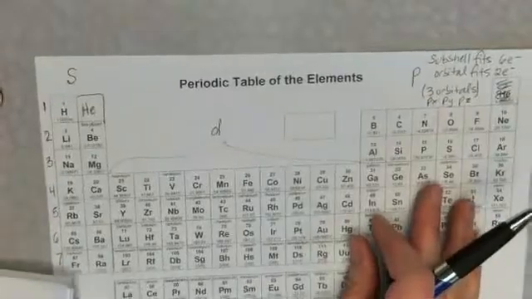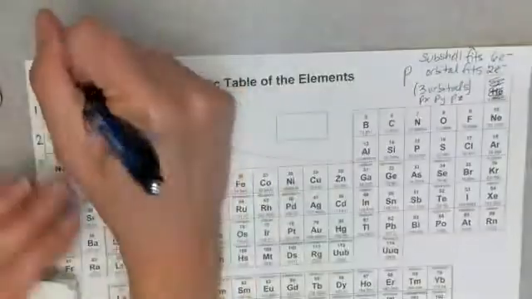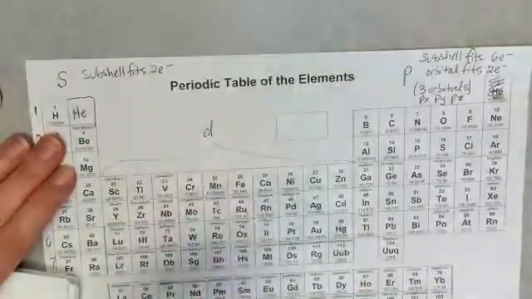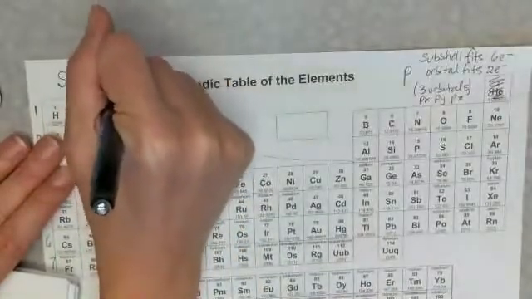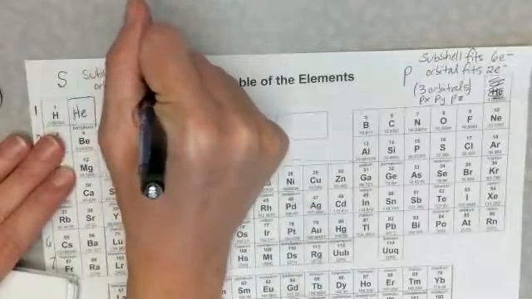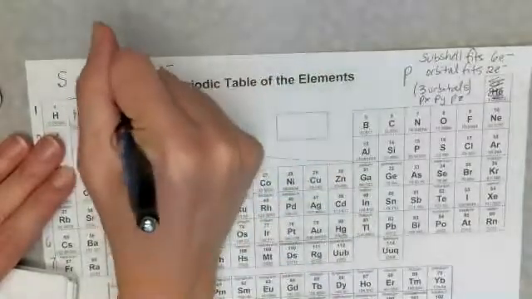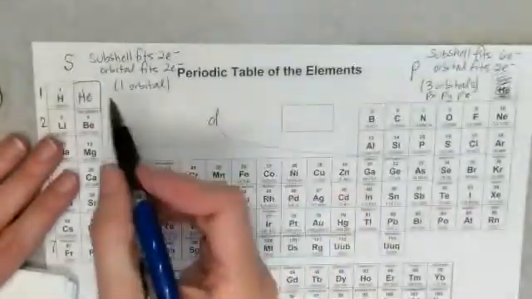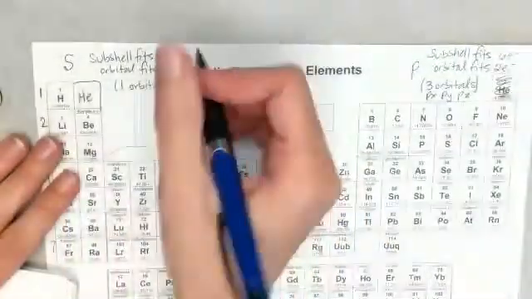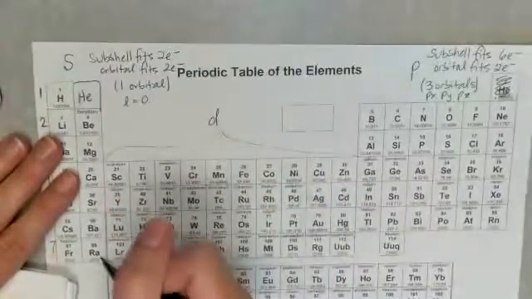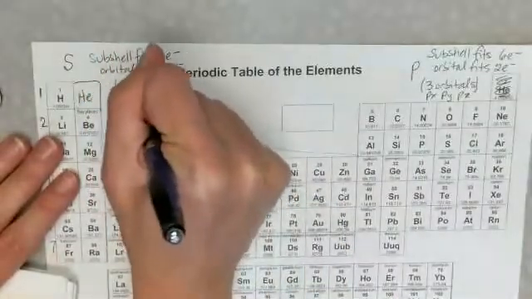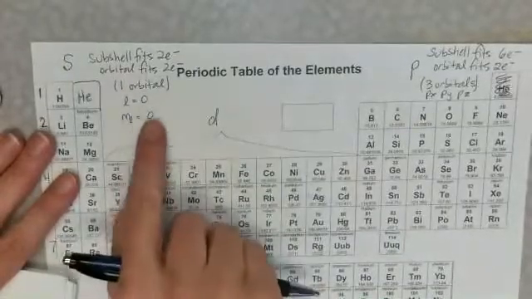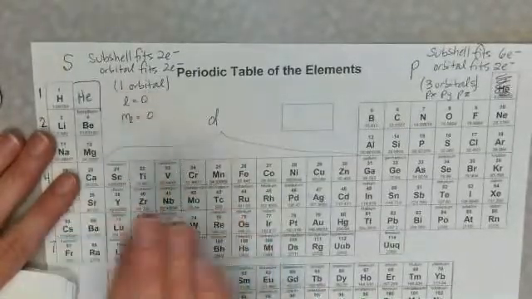If I go back to the s subshell, there's only 2 columns there. So the subshell fits 2 electrons, but we also know that an orbital always fits 2 electrons. So that must mean that there's only 1 orbital. And if you remember what we did in chapter 8, when we were looking at s, we had an l equal to 0, and that m sub l value was anything from negative l to positive l, which means it could only be 0. So there was just 1 orbital, and that is that spherical orbital.